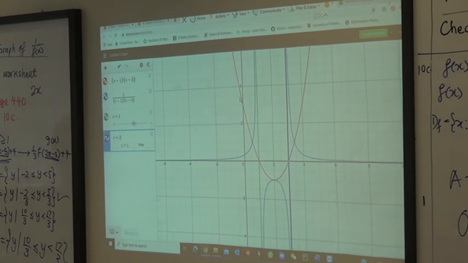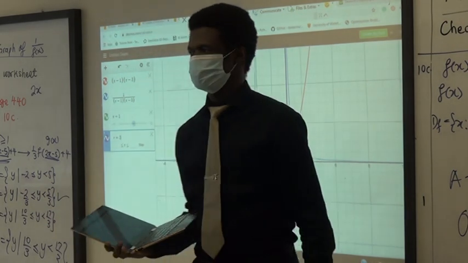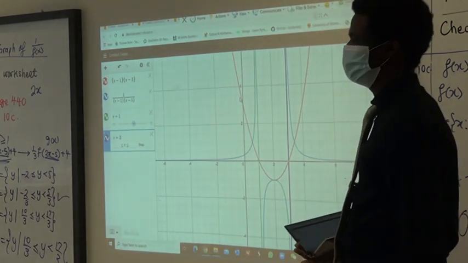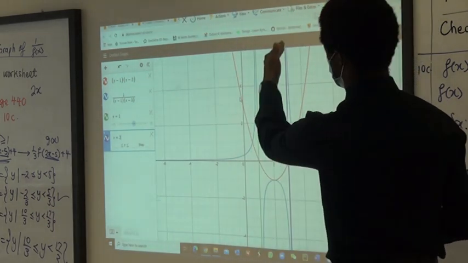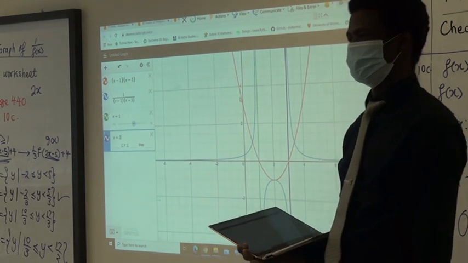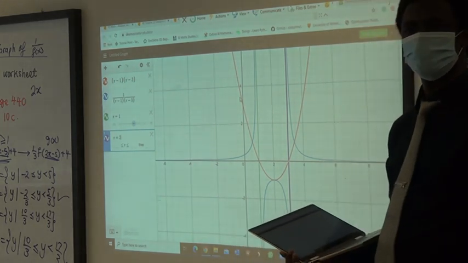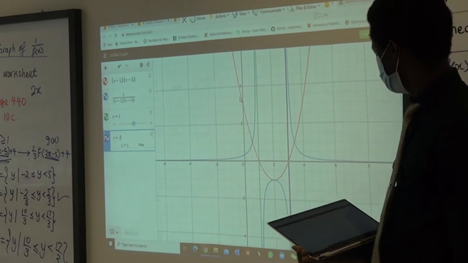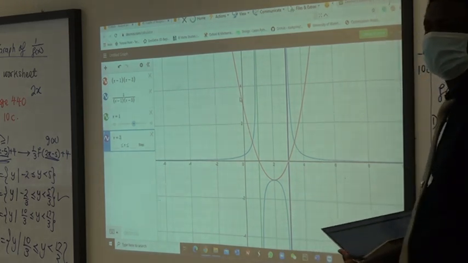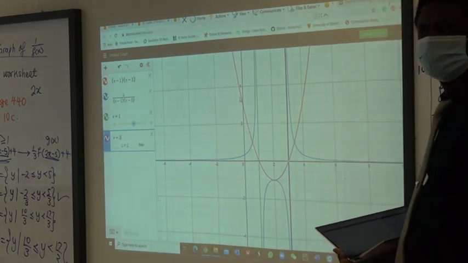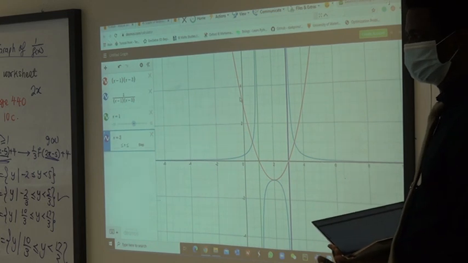There is something we can observe here. One of them is the fact that the solutions of the original functions are the vertical asymptotes of the inverse. Okay? The solutions of the original function are the vertical asymptotes of the inverse. Do we notice that? Yes.